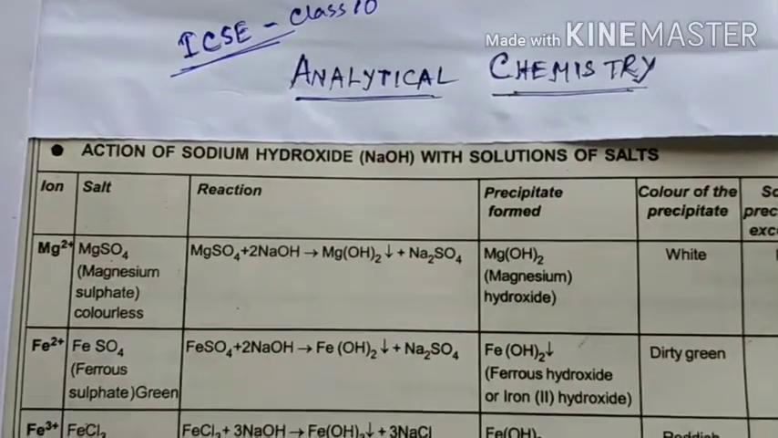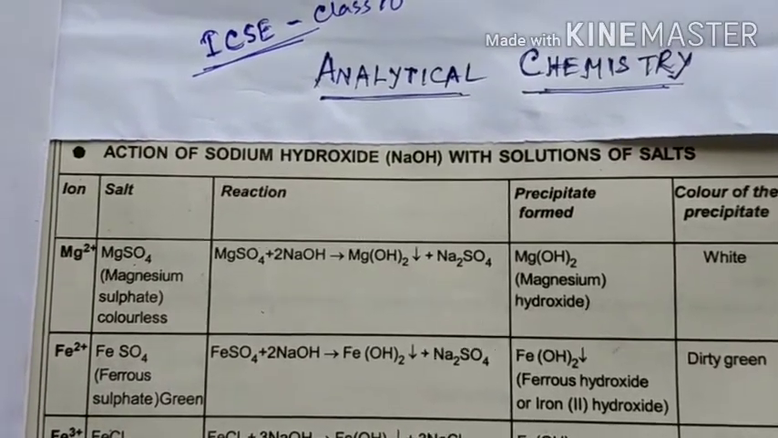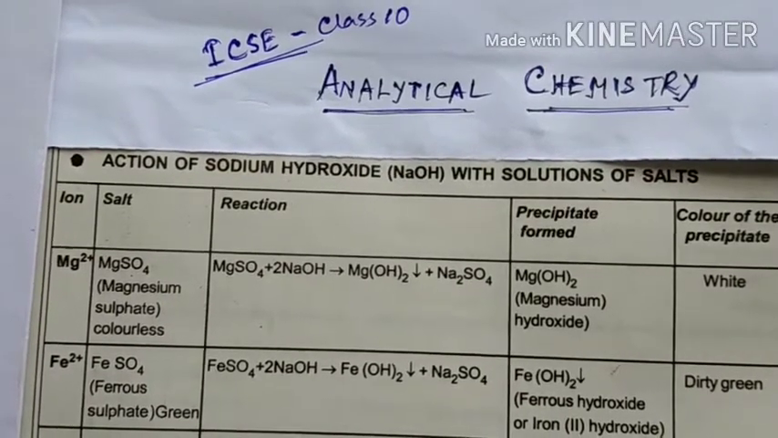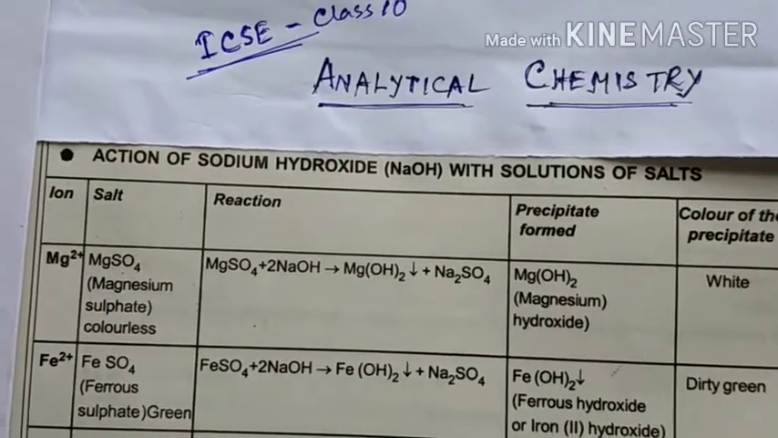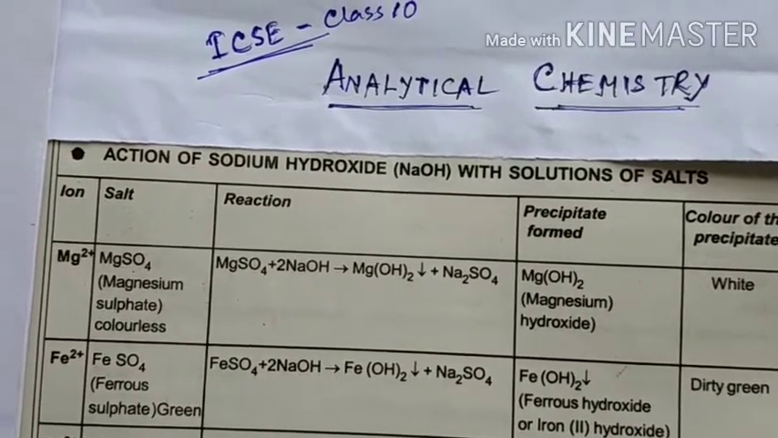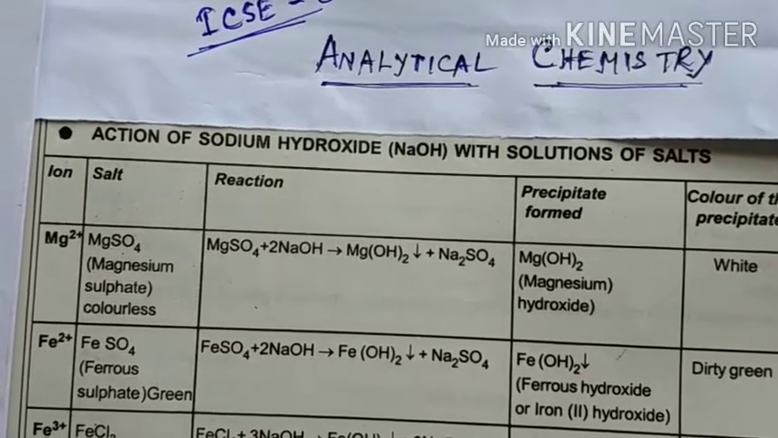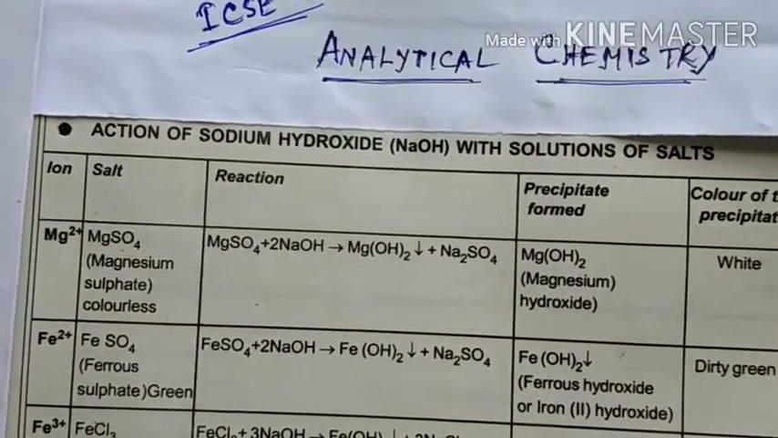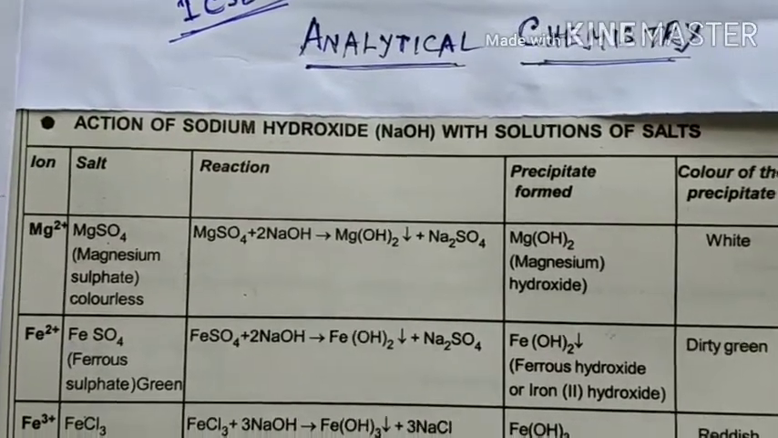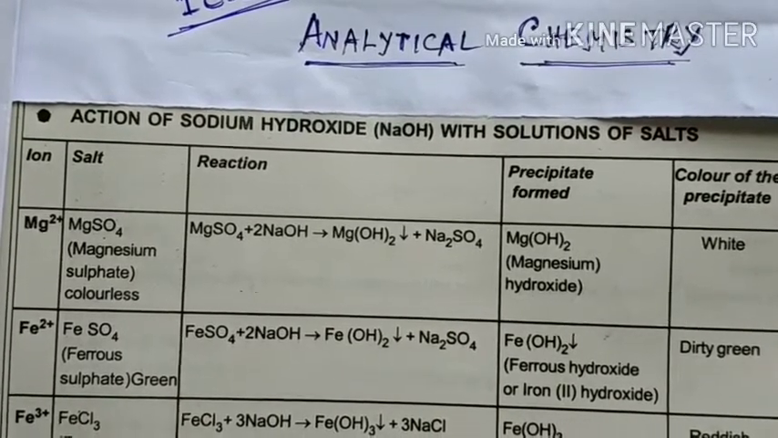So students, this branch of chemistry which deals with the analysis of chemical substances or their solutions to explore their nature, composition and constitution is called analytical chemistry. Analytical chemistry basically follows two types: qualitative analysis and quantitative analysis. In qualitative analysis, the nature and the quality of the substance under examination are determined.